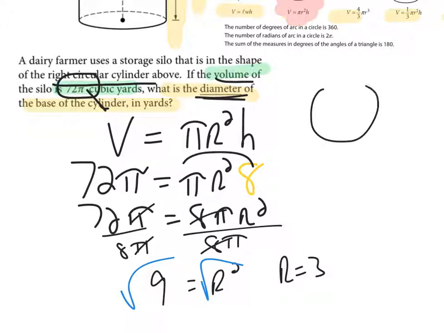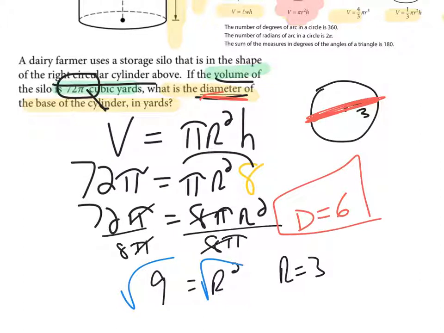So in this circle, the radius is 3. They're asking you what is the diameter. Remember, the diameter is twice the radius. So the answer to the question is the diameter is 6.